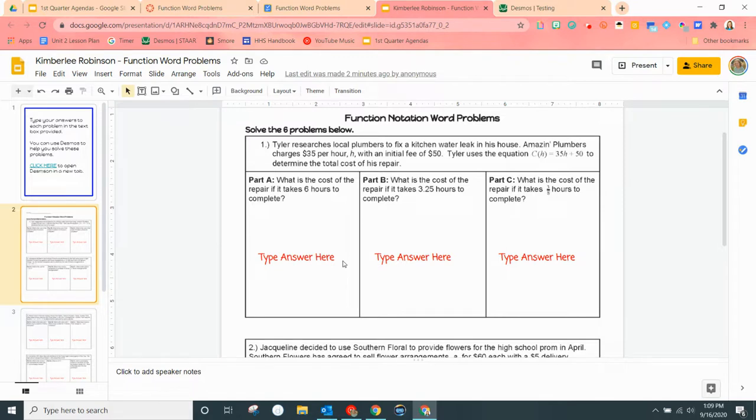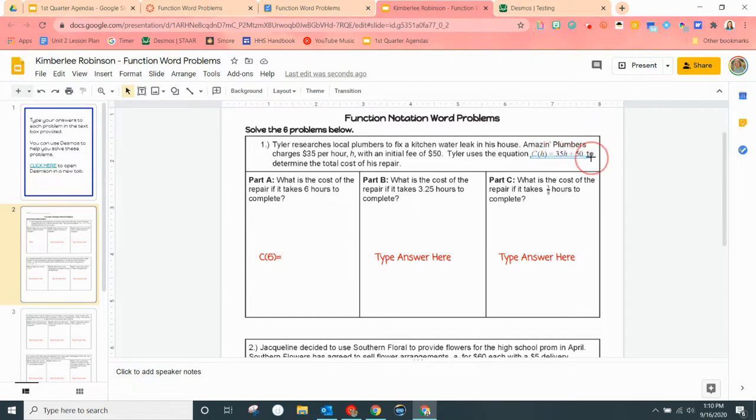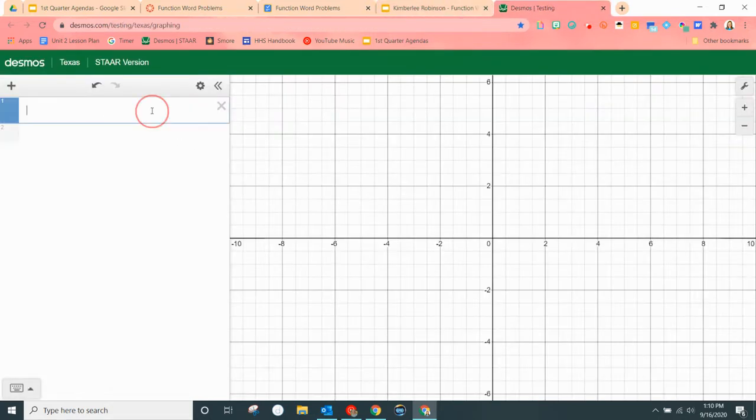Okay, so we have worked some of these problems before. What they're actually wanting me to do is tell them the cost of the repair if it takes 6 hours. They're telling me a value for H, so they're giving me an input. What I really want to know is, what does C of H equal? Now we could do this by hand, or remember, if we're given an equation, we can do this in Desmos. So we actually have to tell Desmos up here what the function is.